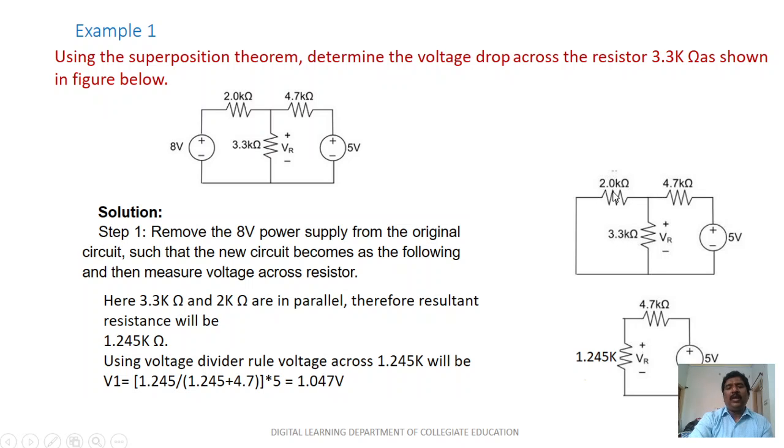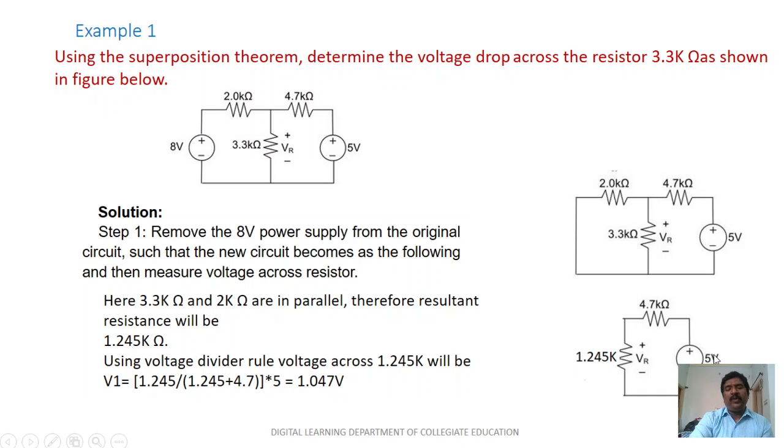So 2 kilo ohms is in parallel with 3.3 kilo ohms in the circuit. So 2 kilo ohms into 3.3 divided by 2 kilo ohms plus 3.3k gives one effective value. That effective value is nothing but 1.245 kilo ohms. This is the equivalent resistance for the combination. Now simplify the circuit, and in the simple circuit we have two resistances and one voltage source. So I want to calculate the voltage across the 1.245 kilo ohms terminal.